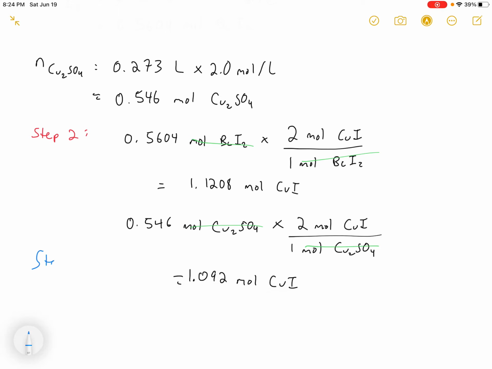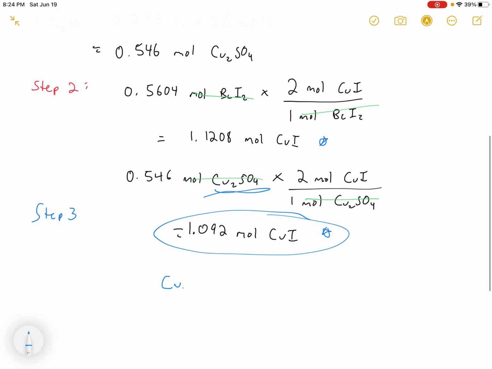And then I guess what we'll say is step 3 is just look at those 2 numbers, and because we know the limiting reactant is what runs out first, the reactant which produces fewer moles of the chosen product is going to be limiting. So if we compare these 2 numbers, they're pretty close, but it's clear that this one is smaller. That's a lower number, which means that the copper 1 sulfate is the limiting reactant.